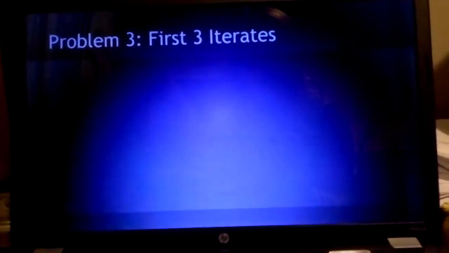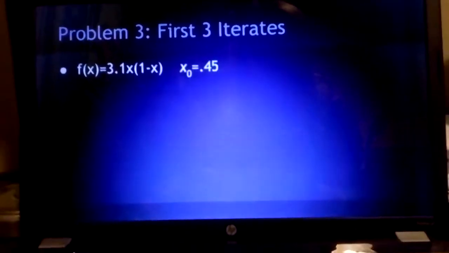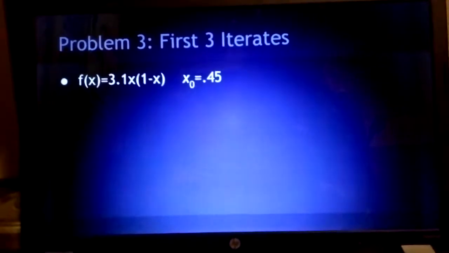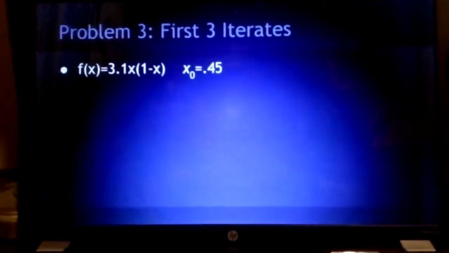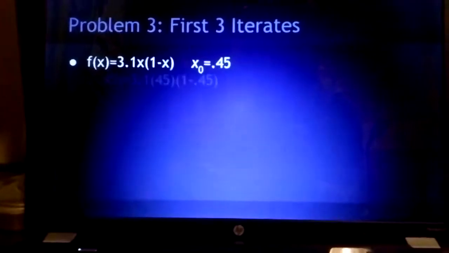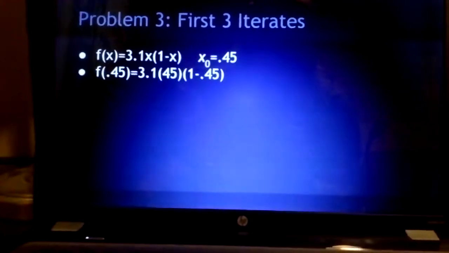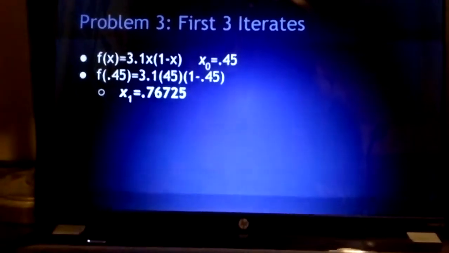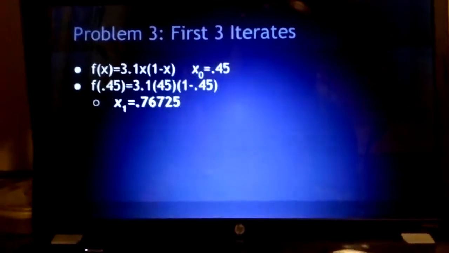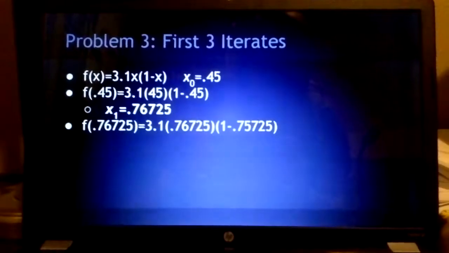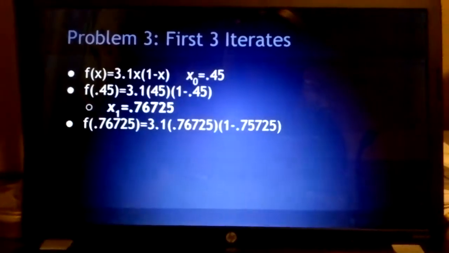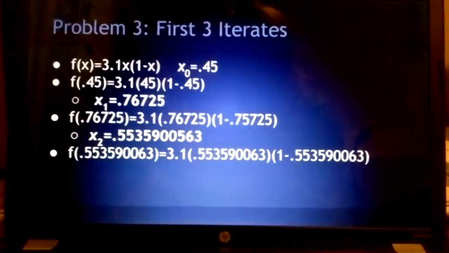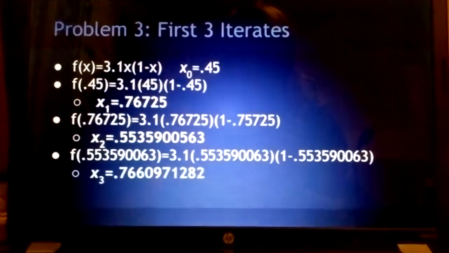Problem 3. It's an even harder equation with a longer decimal. X to the 0 equals 0.45. So, once again, you plug it in, you get 3.1 times 0.45 times 1 minus 0.45, you get 0.76725. Then you plug that back in once again, and as you can see, it just keeps repeating itself until you get the 3 iterates.